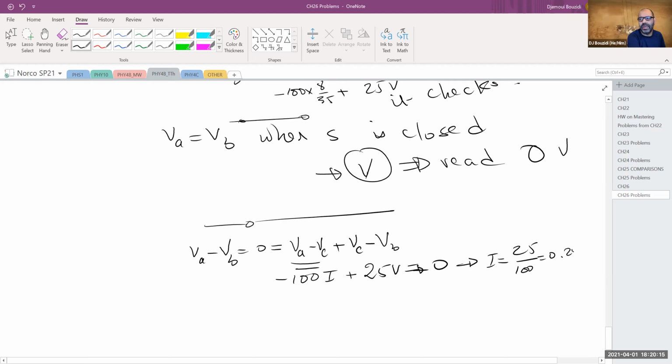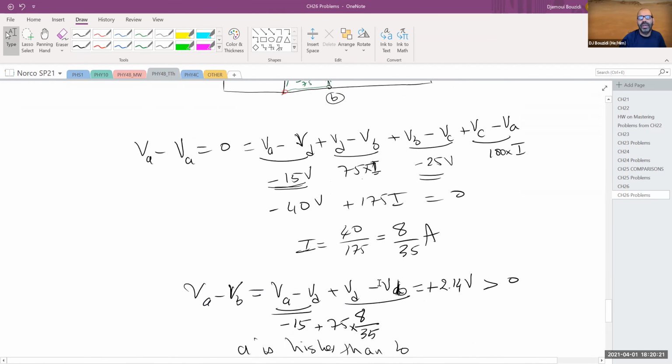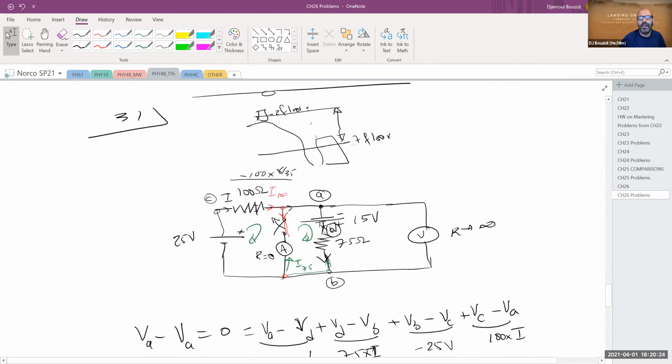And this is easy algebra. I don't need a calculator for it. It's 0.25 amps. So this is how much current is flowing through the 100 ohm resistor, and this is the red current coming down. So the red current, there is a down current of 0.25 amps. Now let's find the other one, the green one, the I75 current.